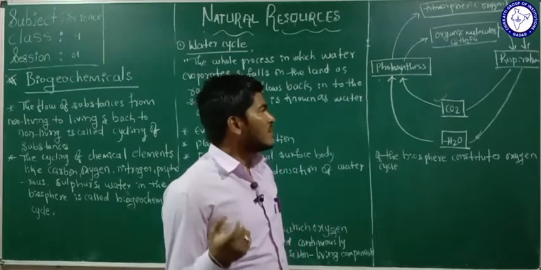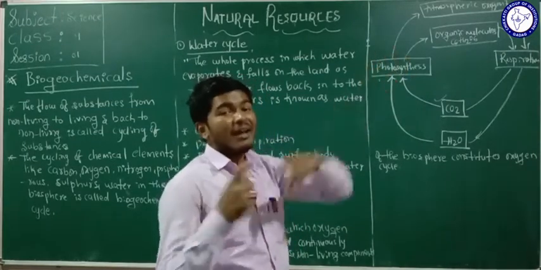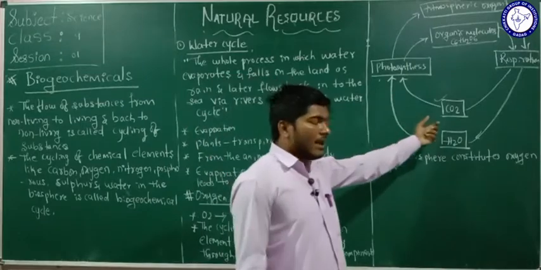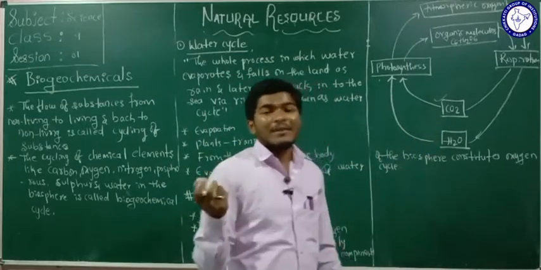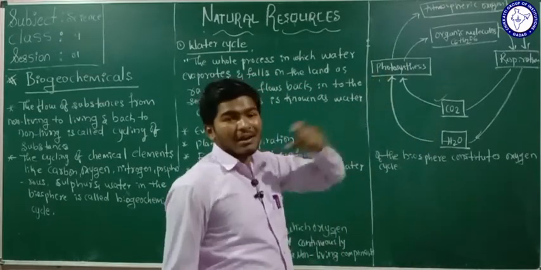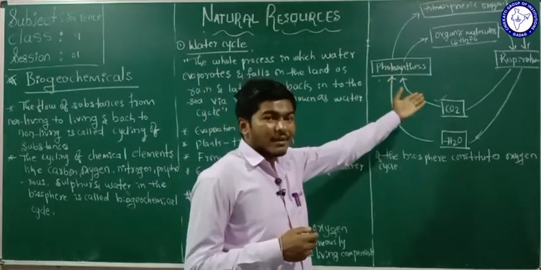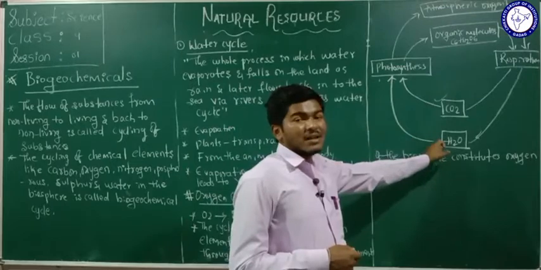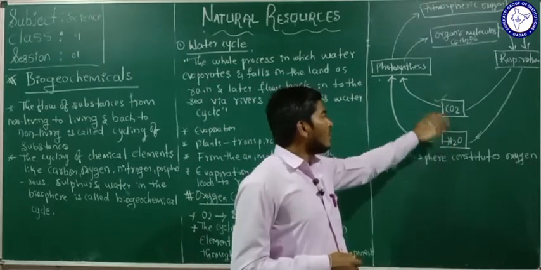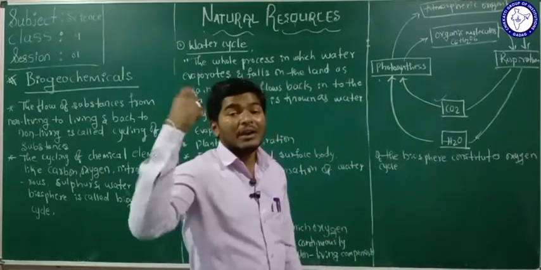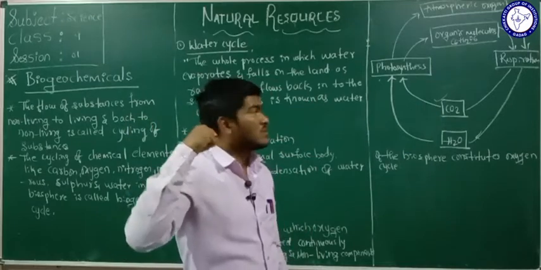So during the process of respiration they absorb oxygen and release carbon dioxide, and also some of the decaying materials present on the earth's surface utilize the oxygen present in the atmosphere and release some amount of water. That water and carbon dioxide are utilized by the plants during the process of photosynthesis.